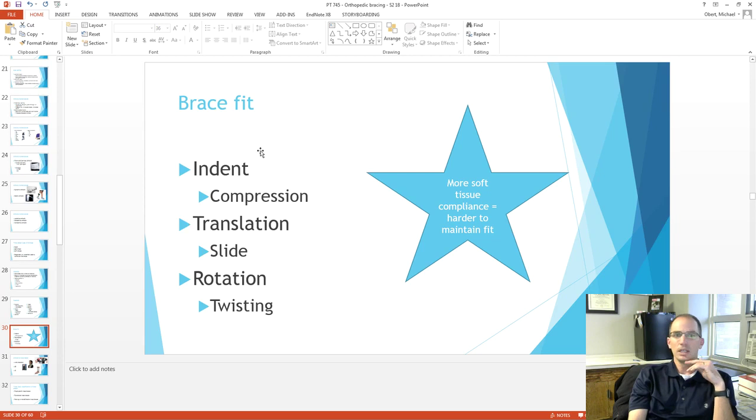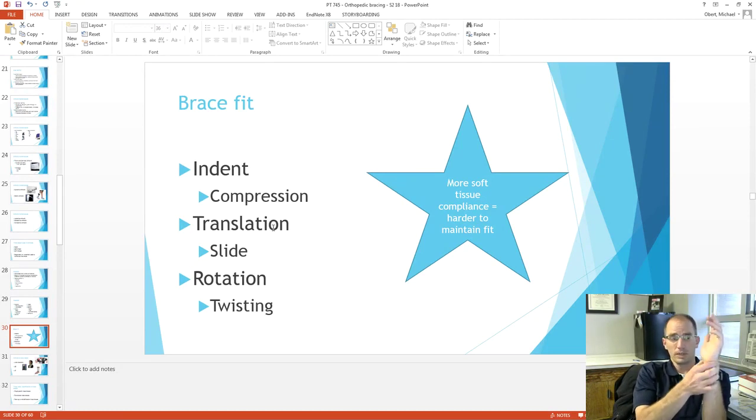When we look at brace fit, that's going to be one of the keys to comfort. If we see an indentation somewhere, they're getting compression on some structures, so we just want to make sure we're watching for that. If we get any translation, where there's some give between the brace and their body, whatever body part it's on, it's going to slide, it's going to cause some shearing force, and it can cause some skin breakdown too. And then we just don't want it to rotate or twist. Unfortunately, a lot of our limbs are cylindrical, so we want to make sure that it's not twisting on them.